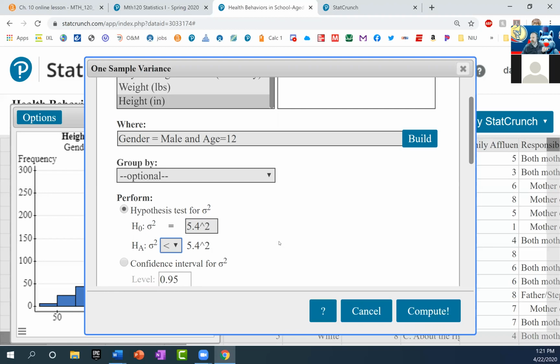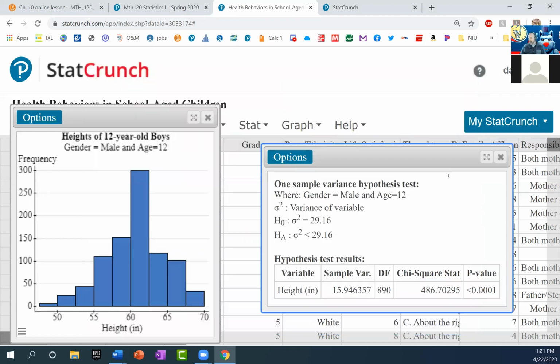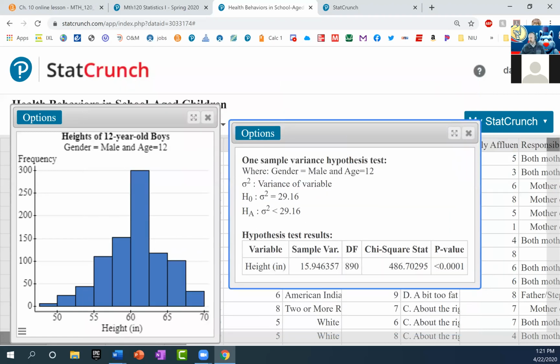Now, the nice thing here, when you do this test, remember when you did the confidence interval, it gave you a confidence interval for the variance and you had to do the square root. This is just going to give you a p-value. You just interpret the p-value. You don't have to take the square root of the p-value. It's not a square, it's just the probability. So you should just be able to hit compute and then interpret your p-value here and go from there.